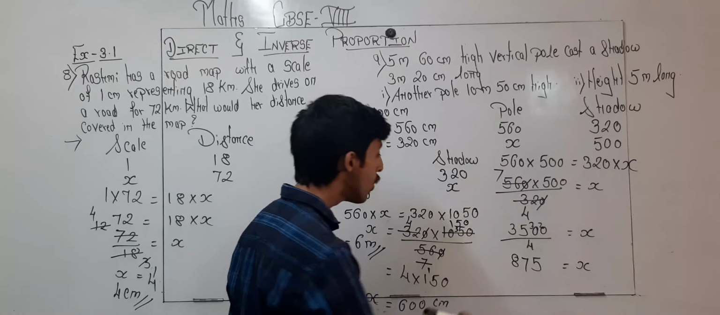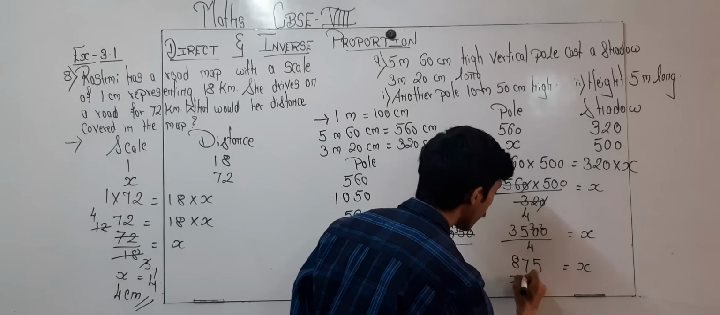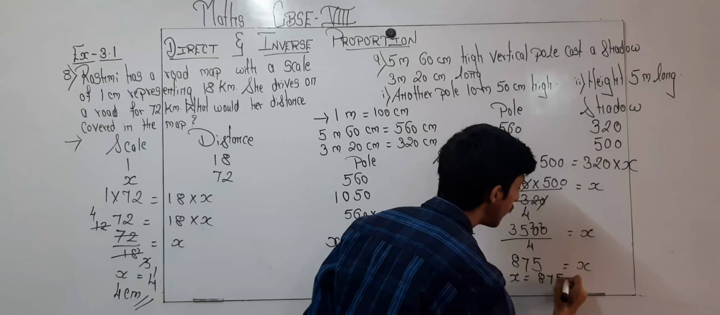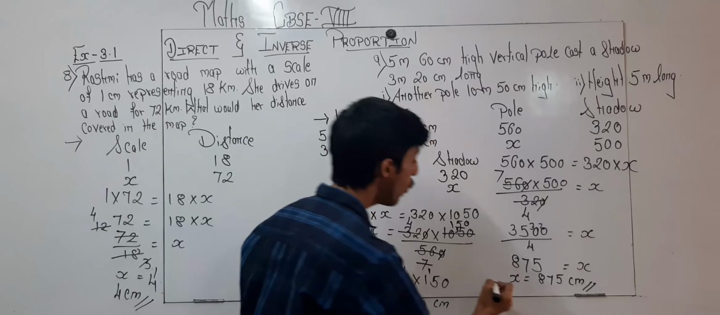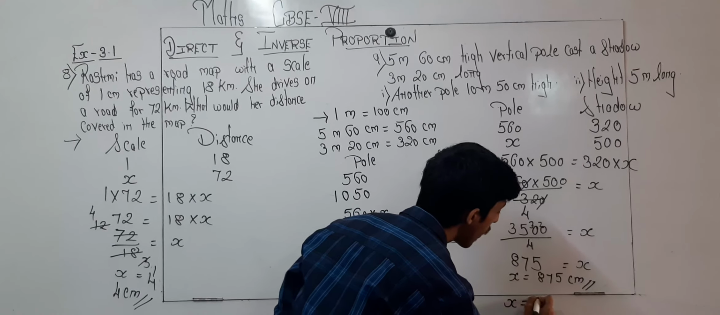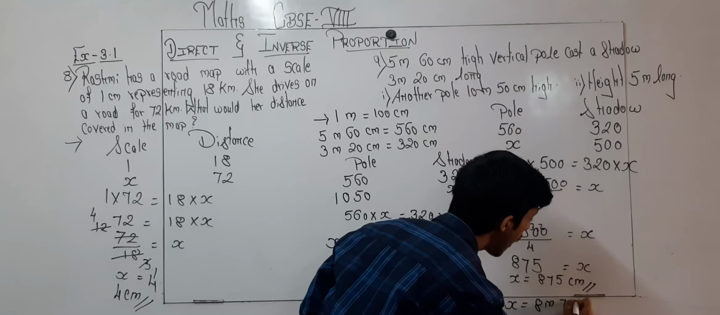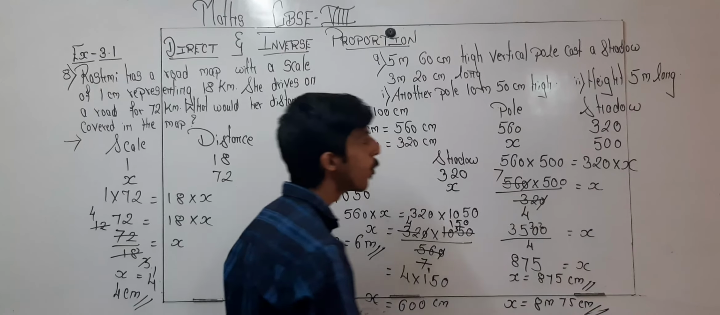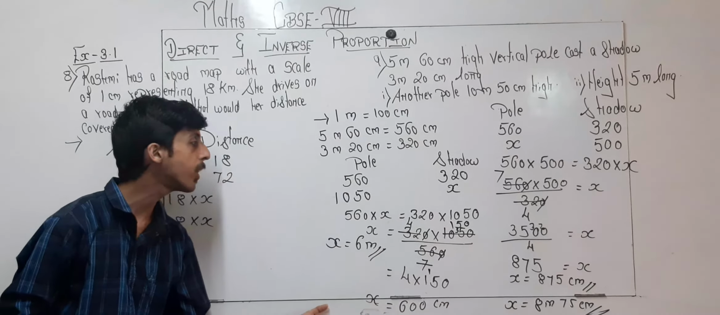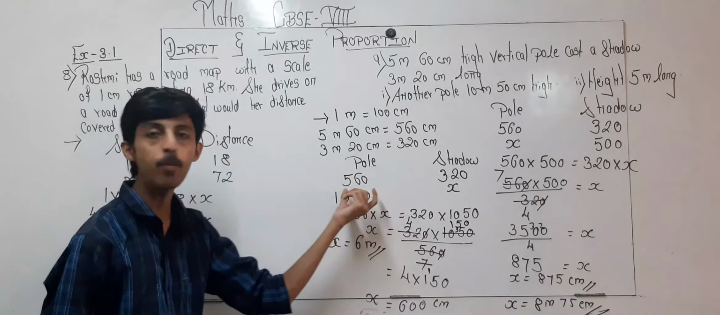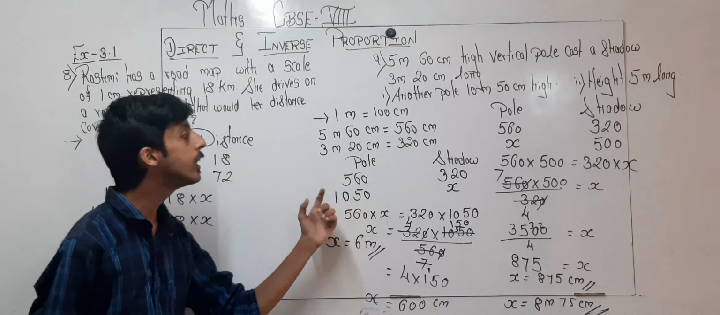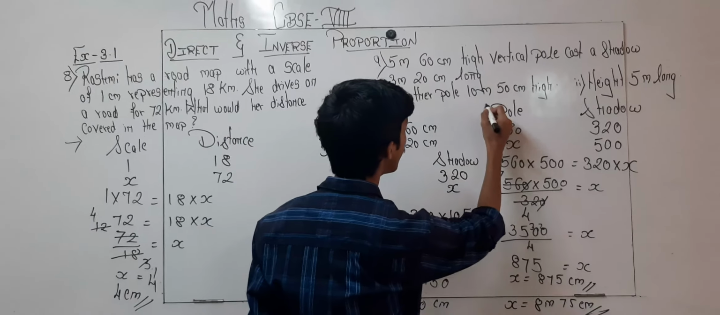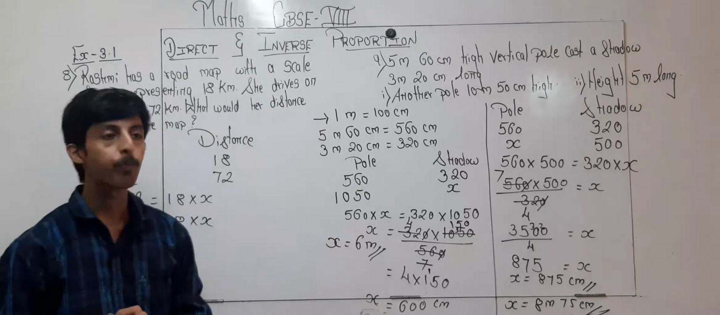So my x is equal to 875 centimeters. 875 centimeters can also be written this way: x is equal to 8 meter 75 centimeter. Okay, understood properly the concept of how to convert meters into centimeters. But when you are converting, both the amounts should be in the same units. Over here centimeter, over here also it should be in centimeters. The unit should not change. Okay, understood? Thank you students.